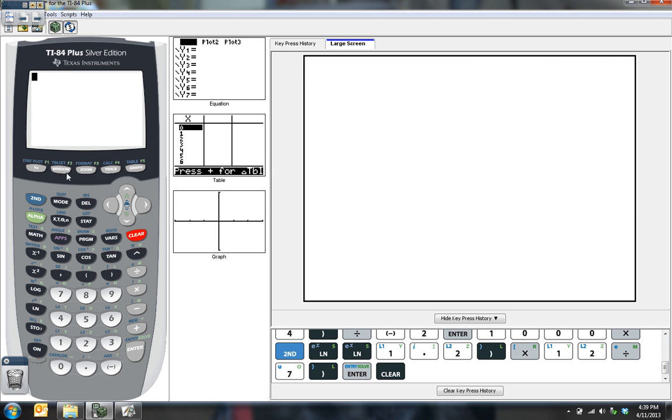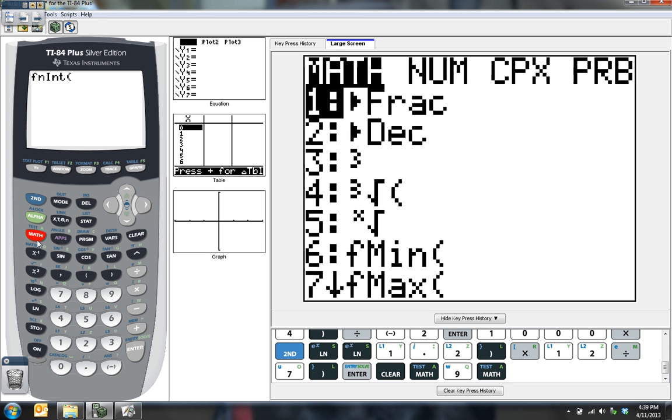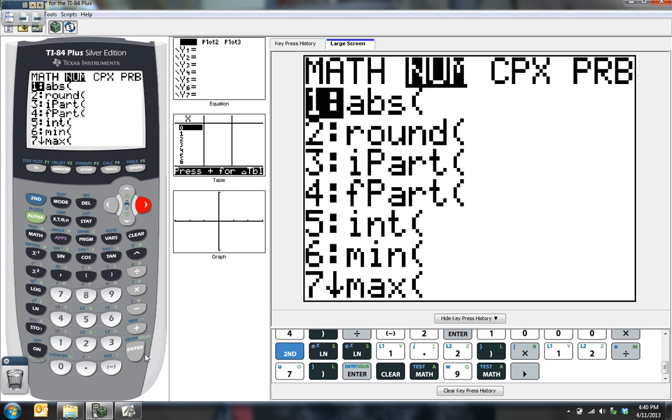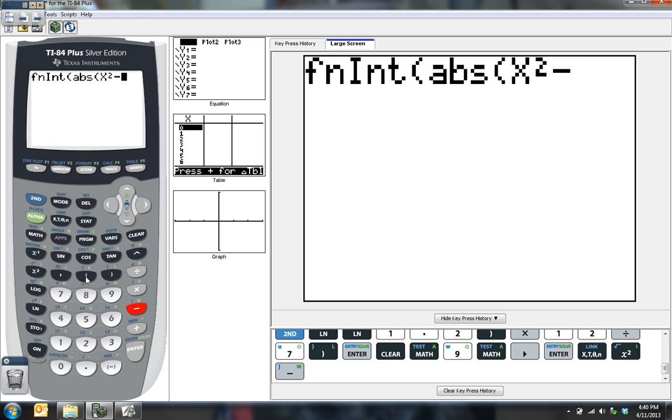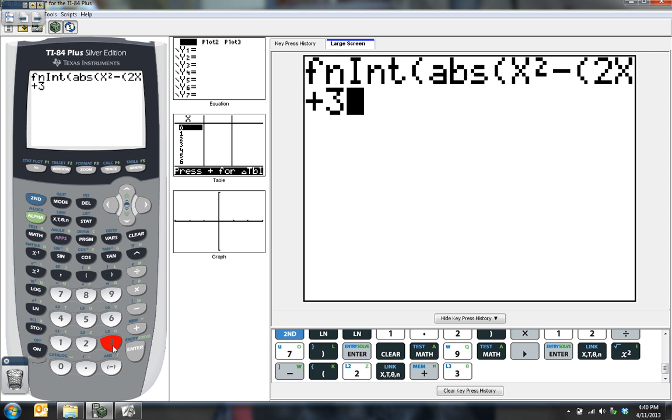And we can say math 9. And if you're not sure where absolute value is, it's, I believe, math and then number. There it is. Absolute value. And then we had x squared minus, and then parenthesis 2x plus 3. Now be careful, we've had a lot of parentheses. So I'm going to close the parenthesis for the 2x plus 3. I'm going to close the parenthesis for the absolute value.